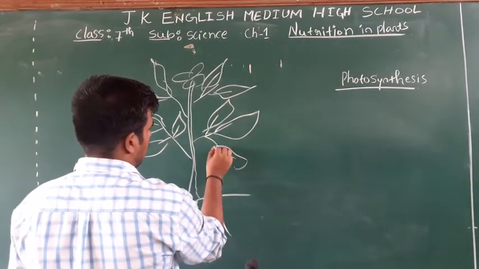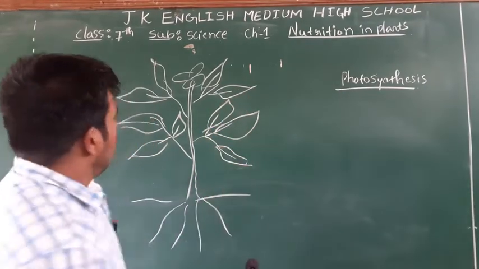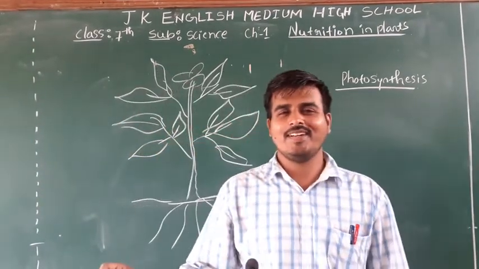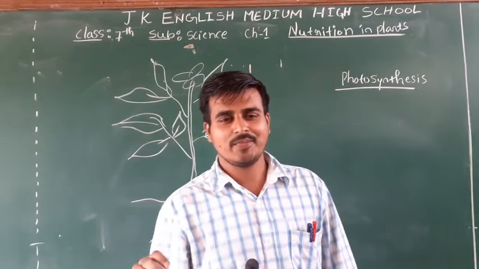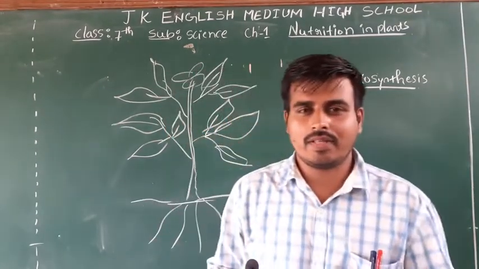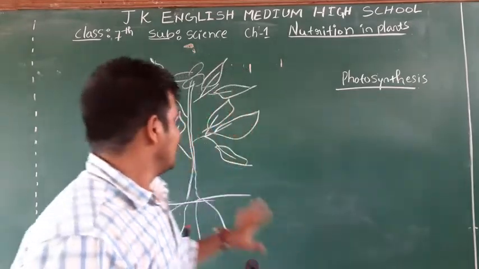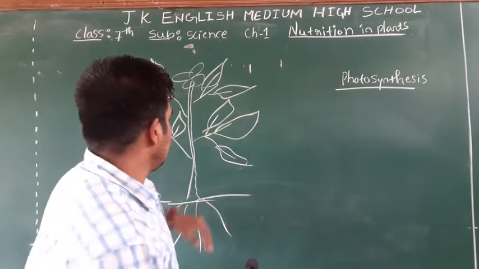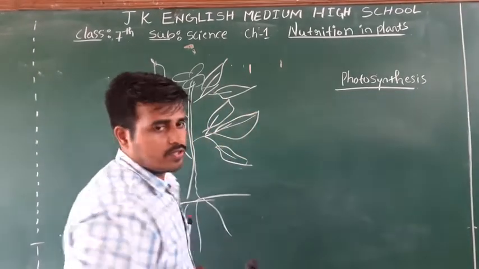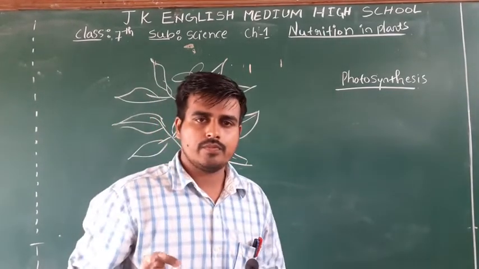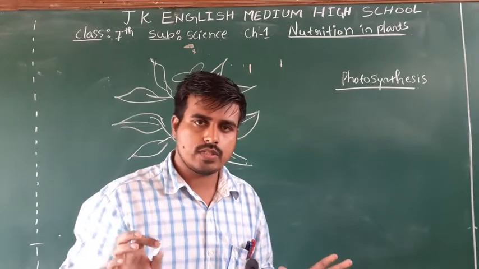See, this is a very basic picture of a plant. Don't mind. Whatever main points are to be cleared can be cleared with this diagram also. See, leaves are known as the food factories of the plants. Then the whole process of preparation of food is known as photosynthesis.